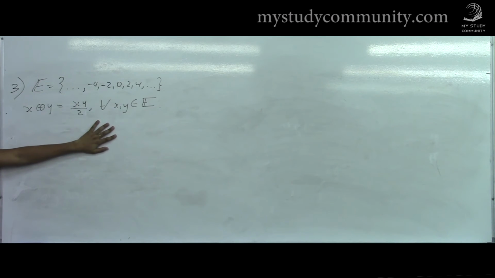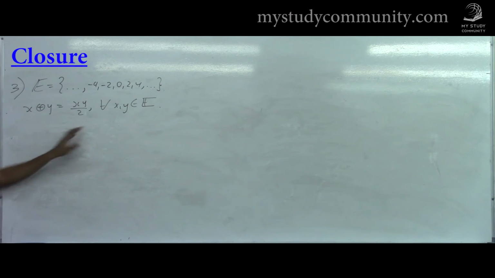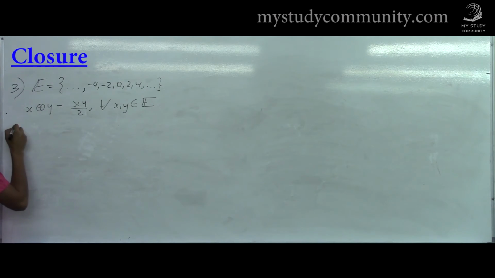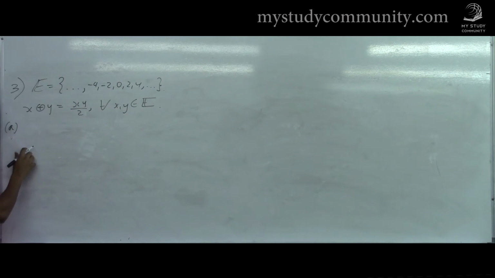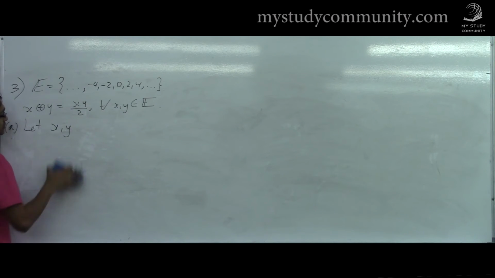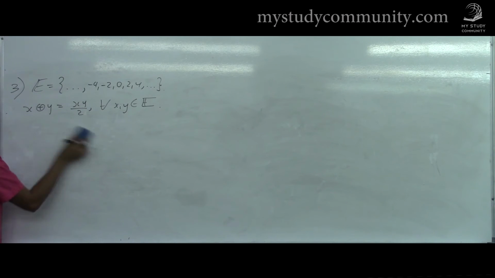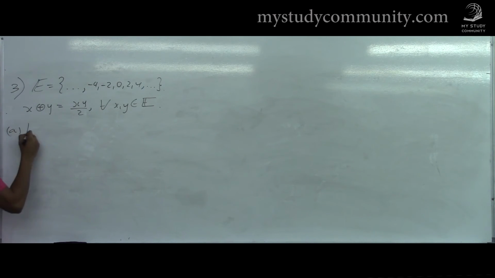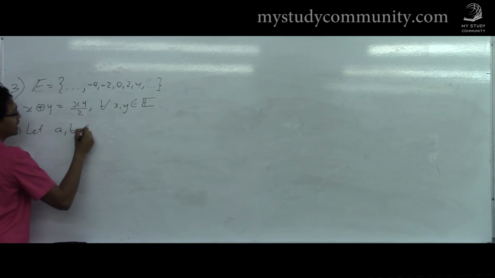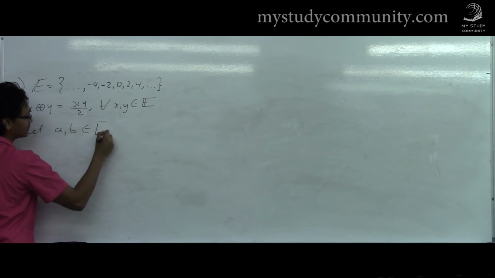So the first thing I want to do, I want to show closure, yes? What do I start with? So part 1 is closure. So what do I start with? Let A and B be elements of my set E.